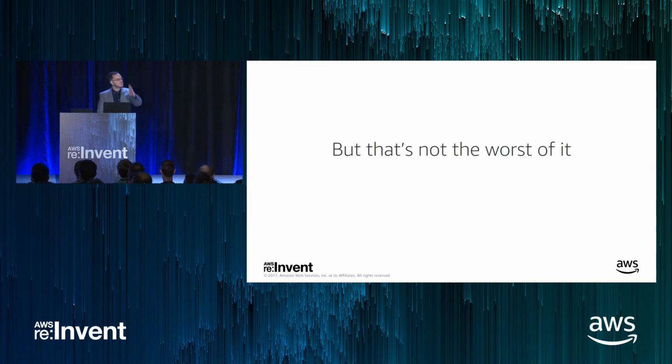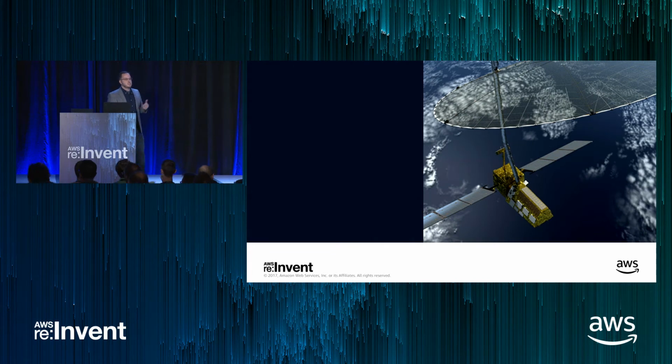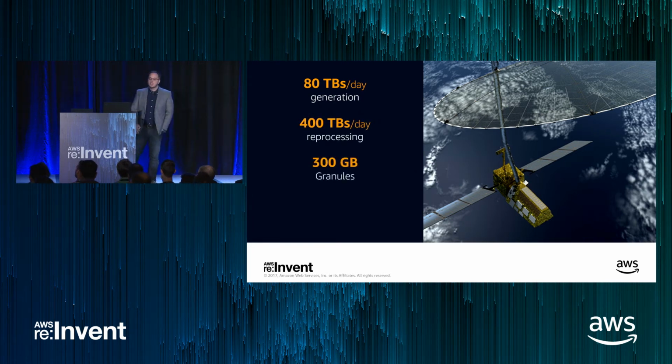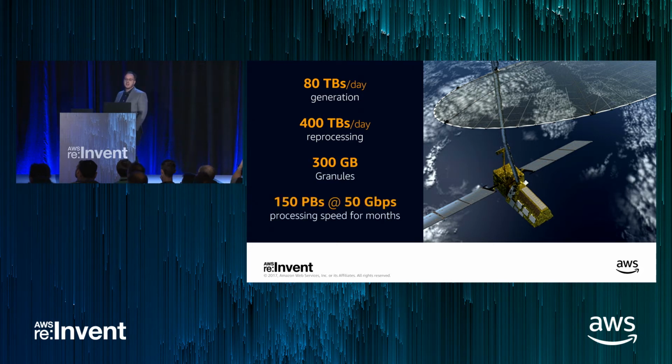The biggest piece is that hockey stick graph Kevin showed. Just to put a little fear in you, if we go back to NISAR that he mentioned, it's 80 terabytes a day of data generation in forward processing mode. When it's reprocessing, we're looking at 400 terabytes a day, which translates into 150 petabytes at 50 gigabits a second over several months. It's a phenomenal amount of data. The data is carved up into smaller pieces, called granules, so that people can access it, and those smaller pieces are up at 300 gigabytes.